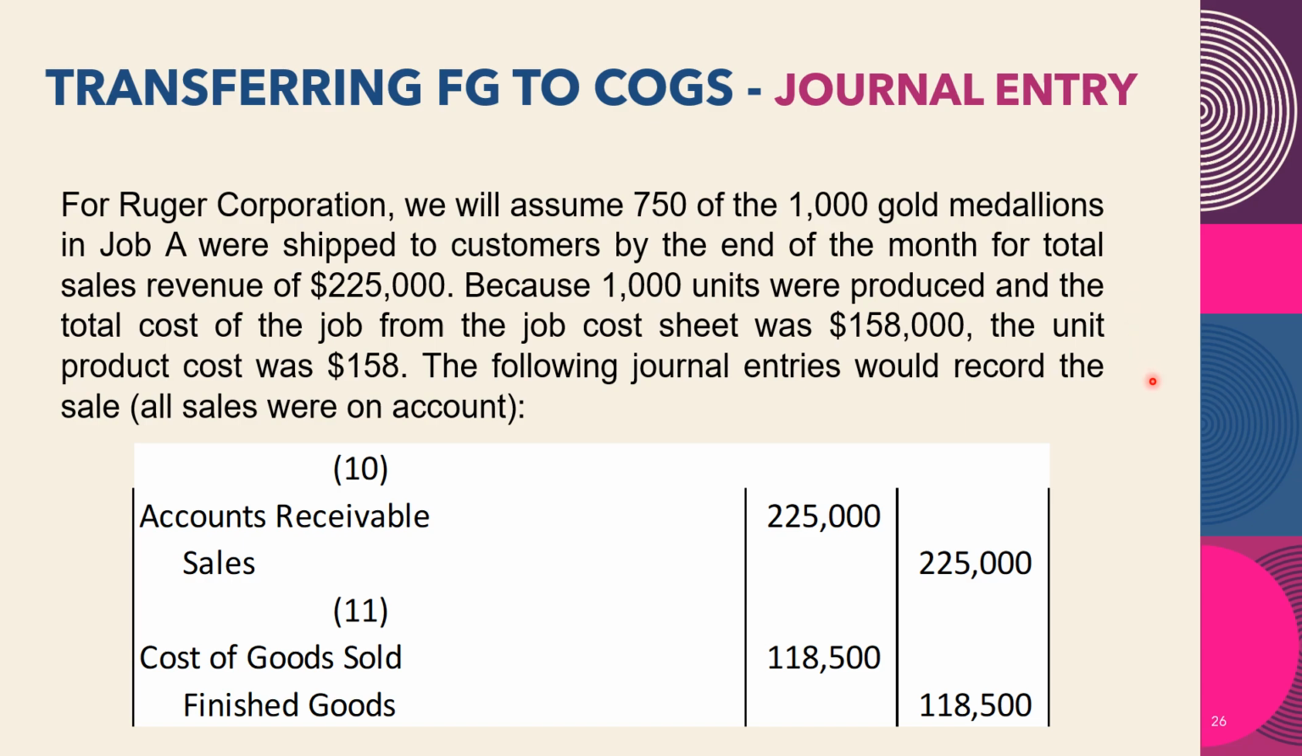the unit product cost was $158. The following journal entries will record the sale. Please note that all sales were on account. So, you debit accounts receivable and credit sales by $225,000, which is the sales revenue. You also debit the cost of goods sold and credit finished goods by $118,500. This is the cost of goods manufactured for those you sell.